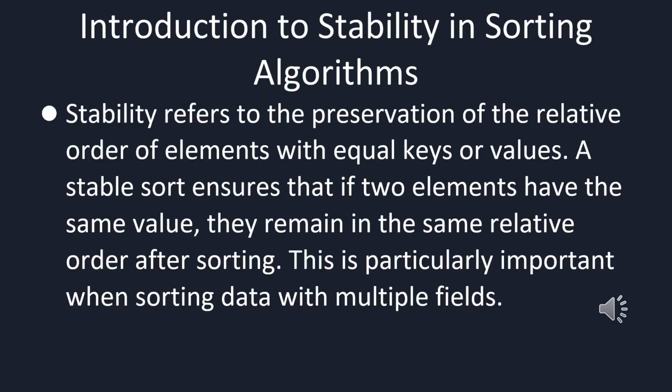Firstly, let's discuss the concept of stability in sorting algorithms. Stability means that the relative order of elements with equal values remains unchanged after sorting. This is crucial when dealing with data that has multiple fields, like sorting by last name, while keeping the order of people with the same first name. A stable sort ensures that this relative order is preserved.